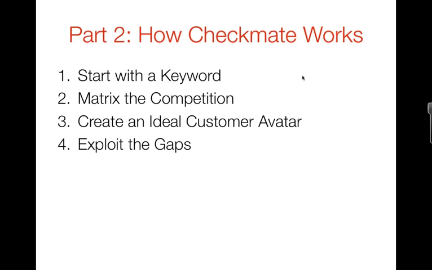So you're going to start with a keyword. It could be your main keyword, one you're interested in, one that you think has the most potential. You'll probably end up doing this several times for lots of different keywords, so it really doesn't matter which one you pick as long as it has some business impact. Second thing is you're going to matrix the competition by looking at the Google search results page and filling out a simple worksheet. And then you're going to create an ideal customer avatar. You're going to put number 2 and 3 together, the competition and the avatar together, and you're going to exploit the gaps that you'll see. And this will become very clear very, very soon.